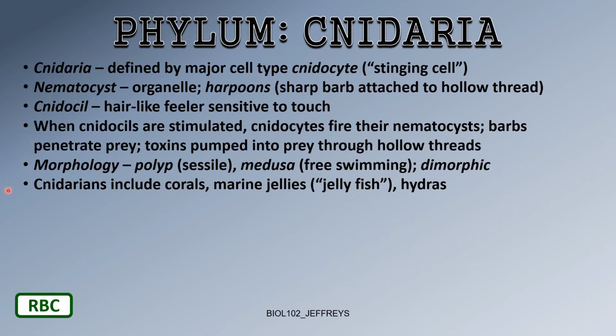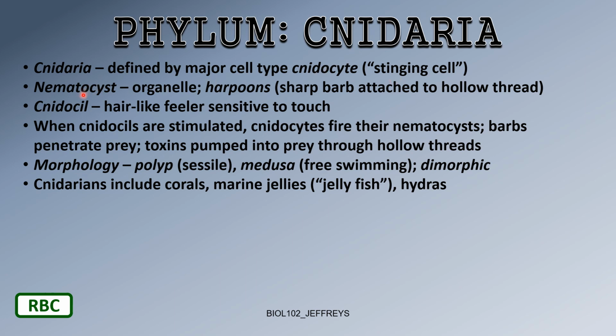Okay, so the next phylum in our survey of the invertebrates is the Cnidaria. The C is silent, Cnidaria. So the major cell type is the cnidocyte, which is a cell that stings. It's a stinging cell. That's where the phylum gets its name, from the cnidocyte.